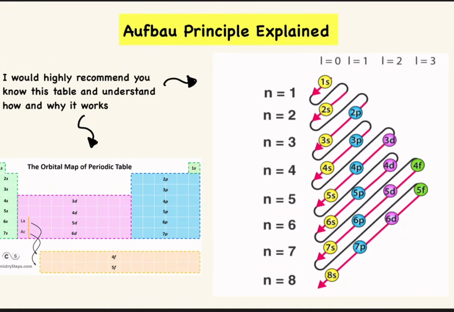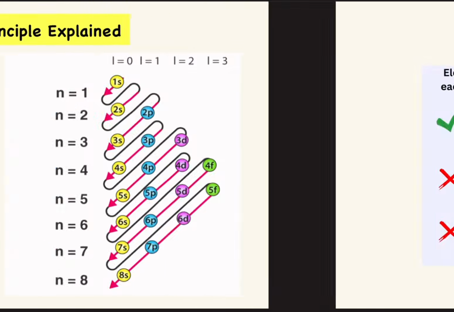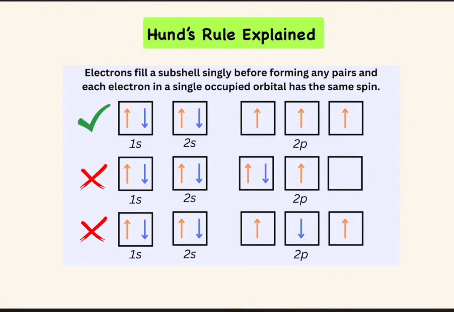That'll become really important when we do it with actual elements on the periodic table, which I have an orbital map of down in the bottom left. Both of these images are a must know, and they'll really help on your tests. And then moving on, we have Hund's rule right here.